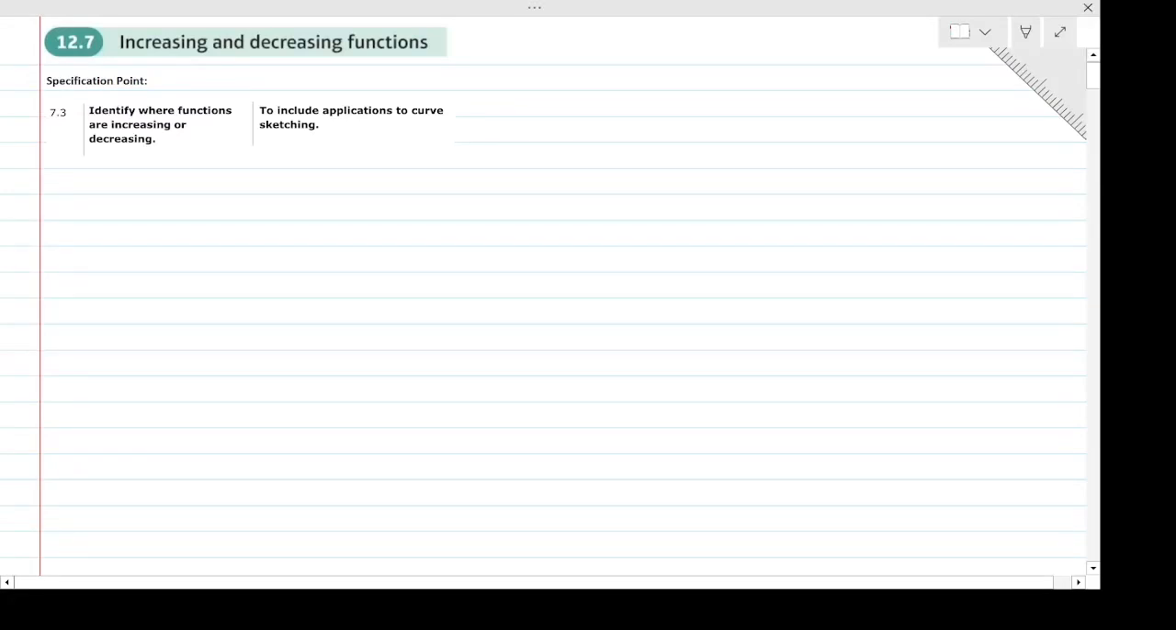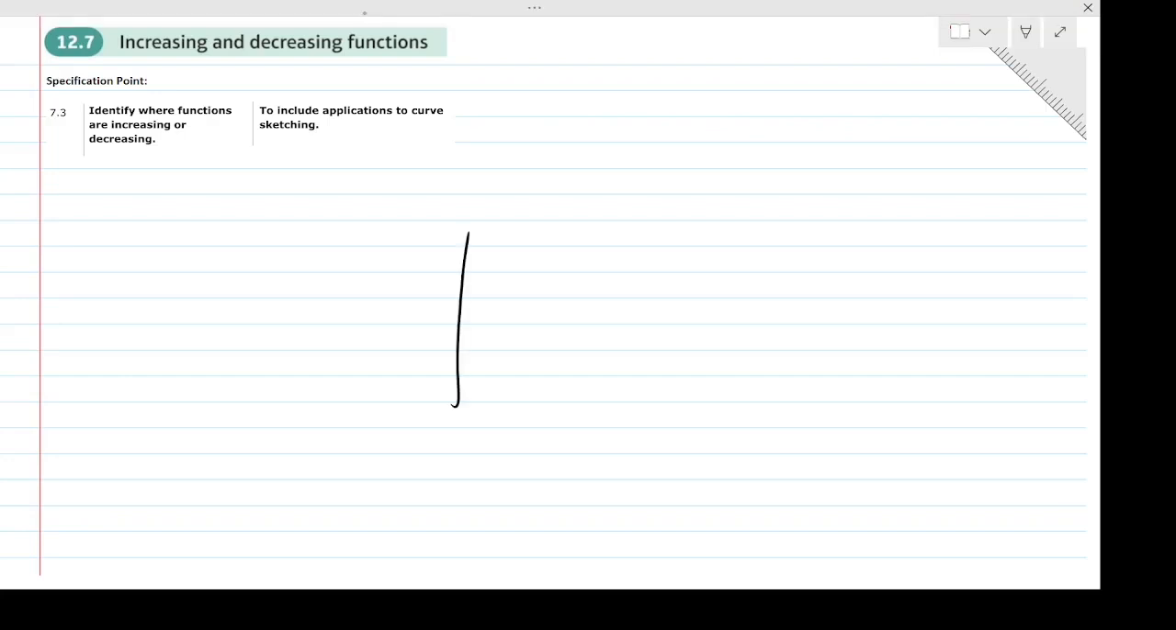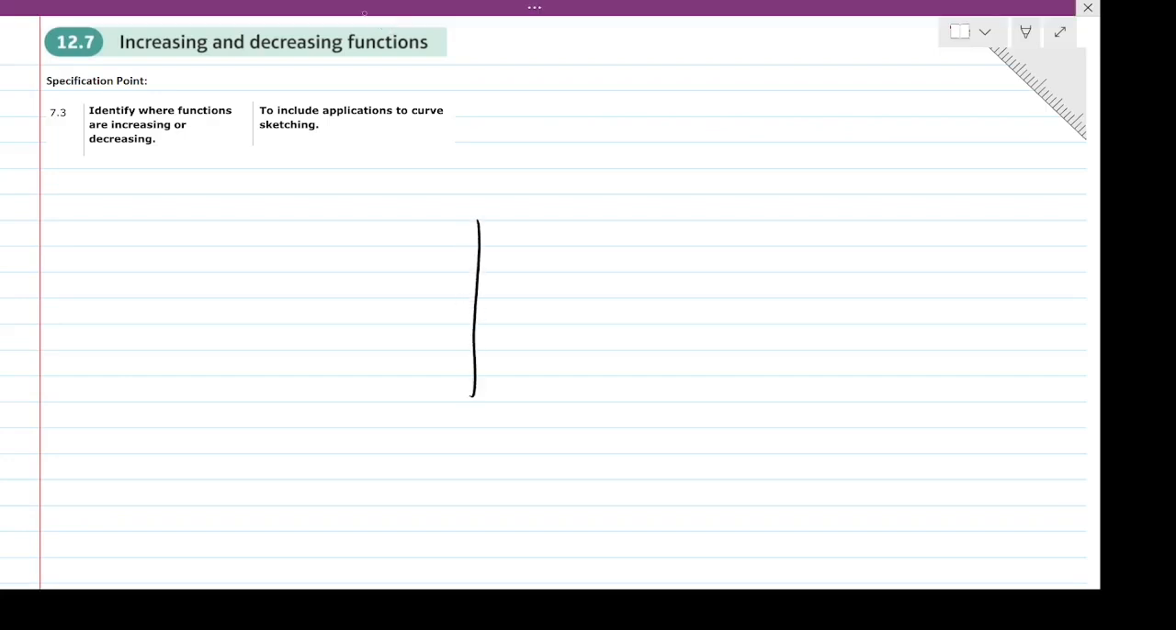Hello, so in this video we're going to be looking at something called increasing and decreasing functions. Okay, where am I going to start? Let me consider this graph, y is x squared. Right, pretty standard graph. You would have seen even at GCSE, the quadratic graph, right? So y is x squared.